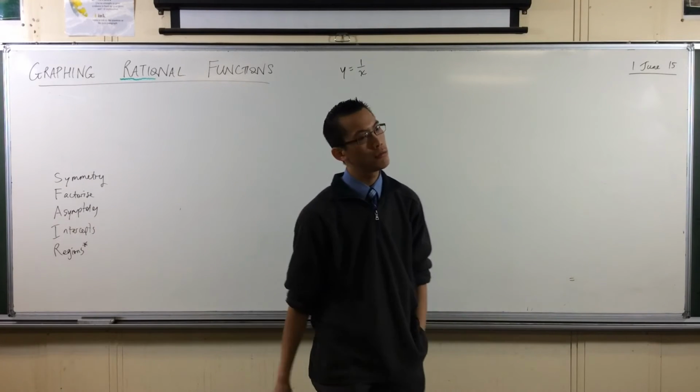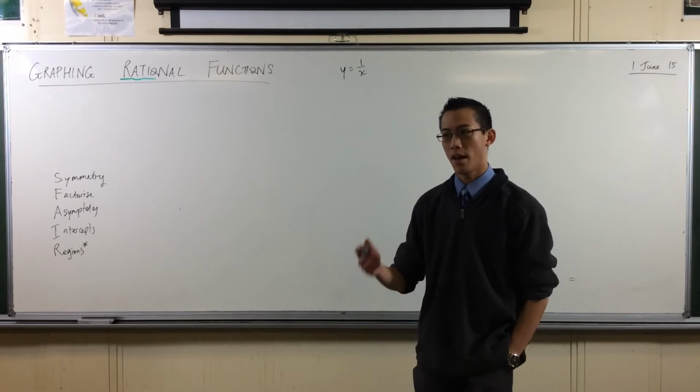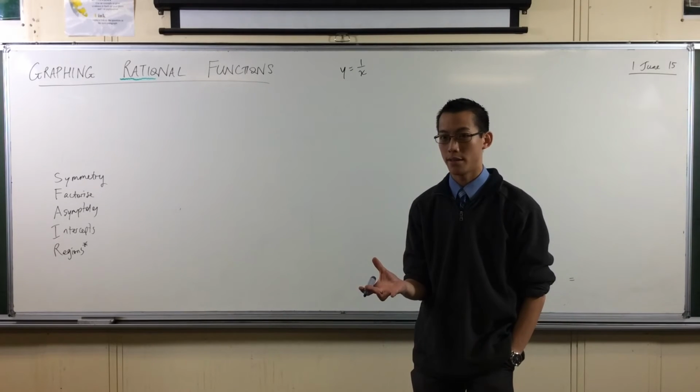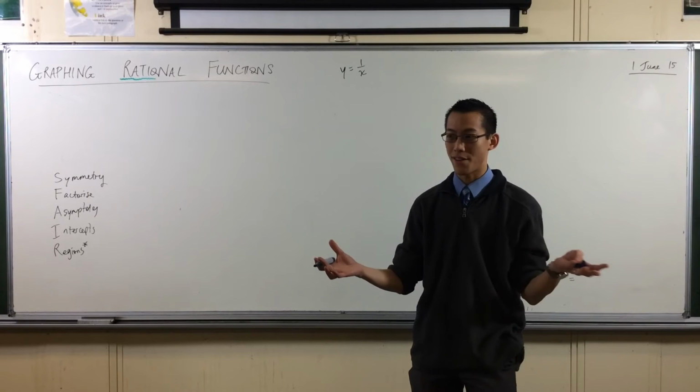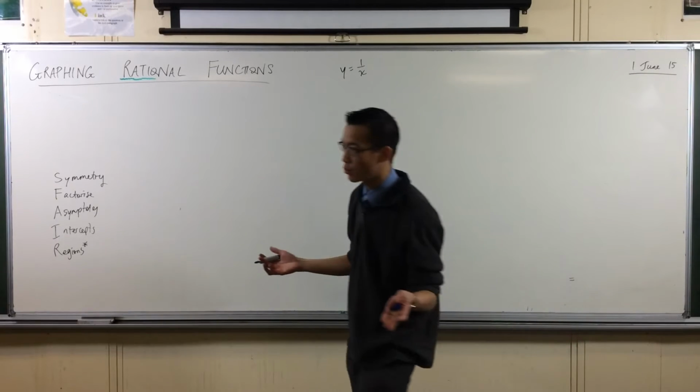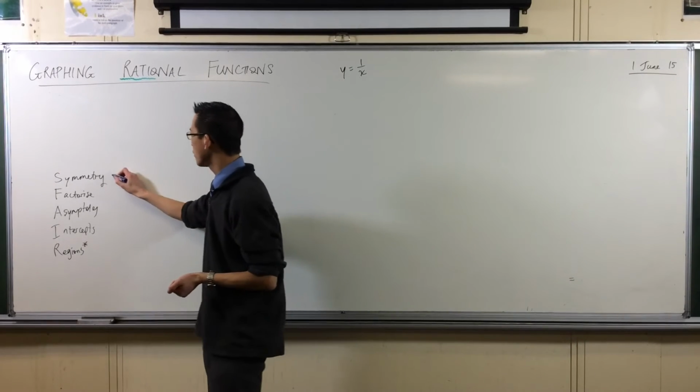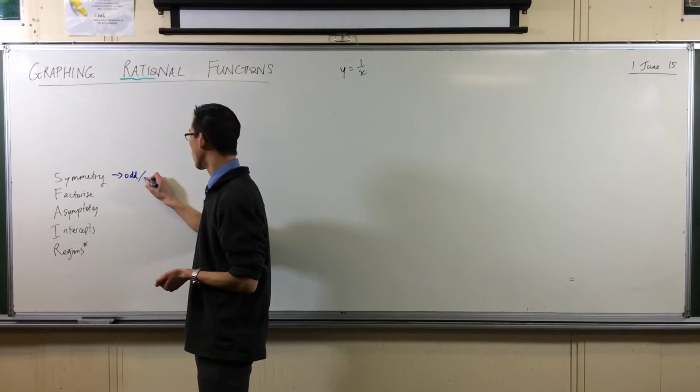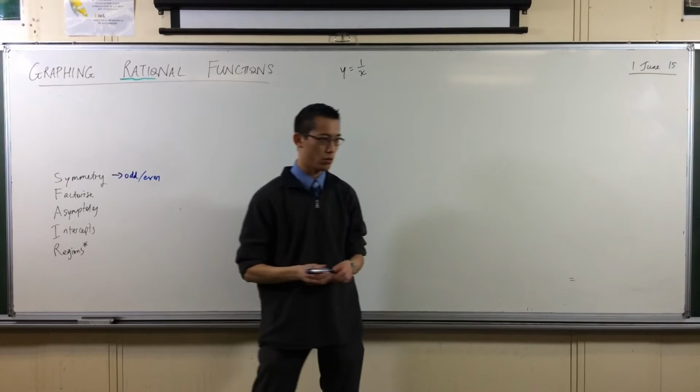On Friday, you learnt about the kinds of symmetry that a graph can have. What are the 2 kinds? Odd or even. We've alluded to these before, right? Good morning. So we're looking for odd or even. Okay, that's the particular thing you're looking for in symmetry.